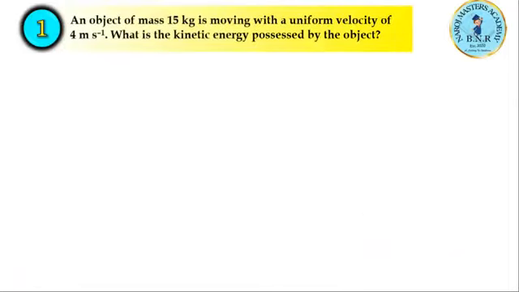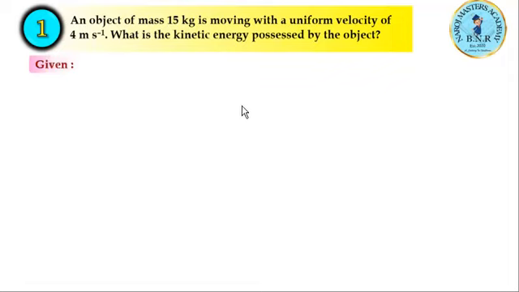Next is the problem based on that. An object of mass 15 kg is moving with a uniform velocity of 4 meters per second. What is the kinetic energy possessed by the object? So here clearly mass is given, uniform velocity is given. Simple formula: KE is equal to half mv square. m is given, v is given. Substitute in that, then you will get the kinetic energy.